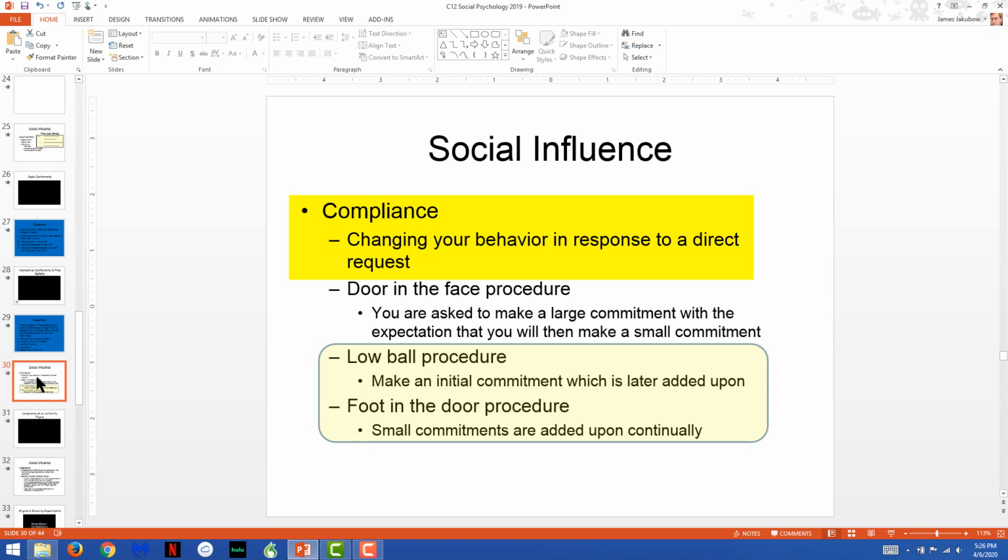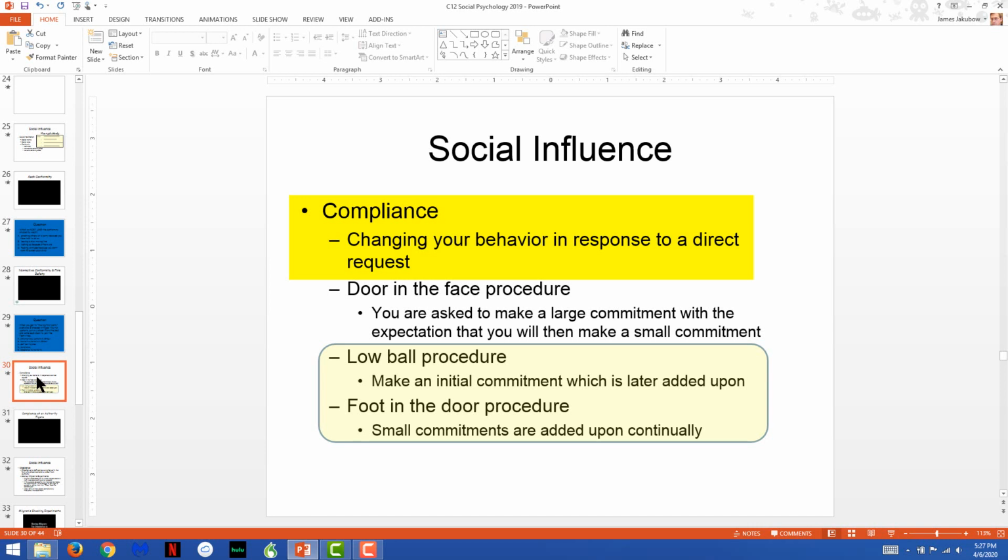A common example of basic compliance would be if you and your roommate are sitting in the living room watching television, and you get up to get a soda from the kitchen, and your friend says, "Hey, would you please bring me back a soda when you return?"